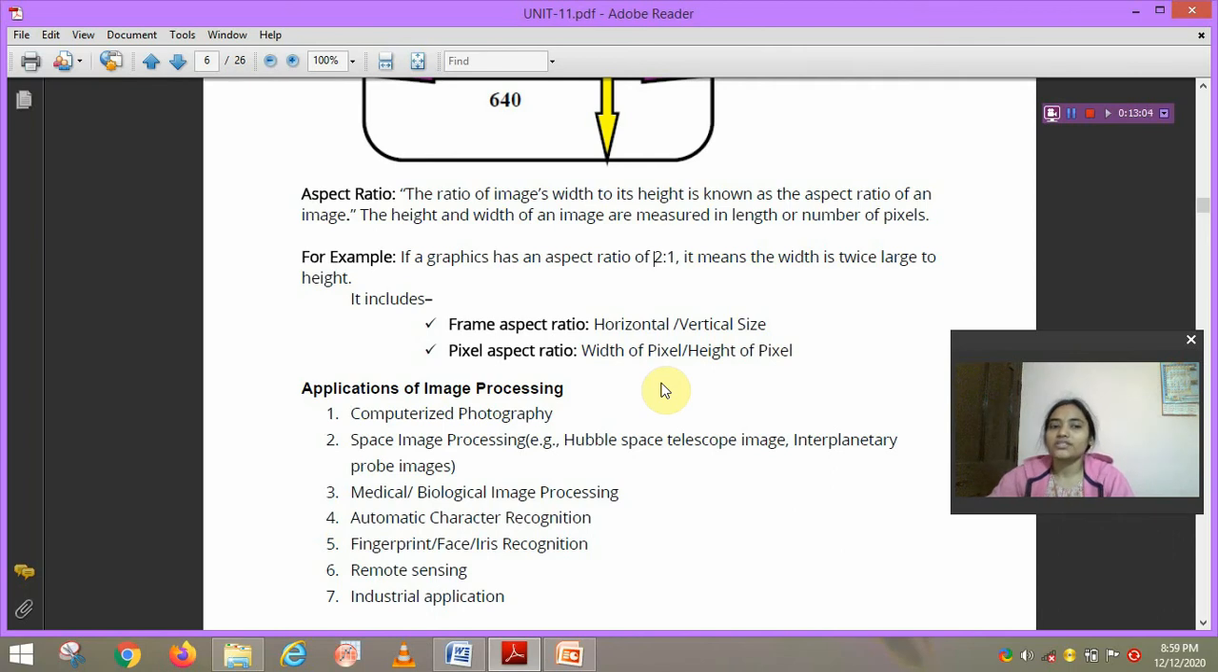So next is the digital representation of image, how an image is represented digitally. Okay. So that's all in this class.